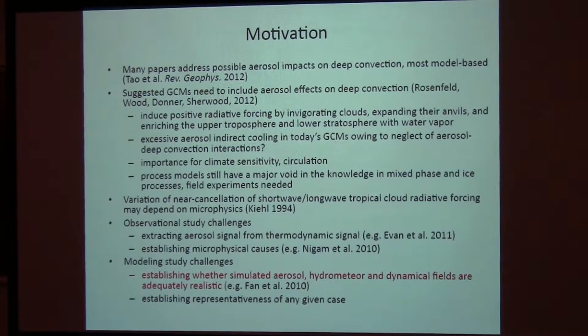And there are, from my perspective, observational study challenges to really understanding what is important about all this. When you go to look for aerosol effects on deep convection, observational studies have trouble extracting an aerosol signal from a thermodynamic signal. The atmosphere is obviously more than just 1D, and so it's really complicated to know what subtle differences in the moisture column and so on could have taken the same aerosol and produced an effect that you see. Second, these studies are challenged by the difficulty of establishing microphysical causes. If you don't really know what IN effects are on deep convection, then you can't point the finger at one thing or another, for instance. And these papers make these points.